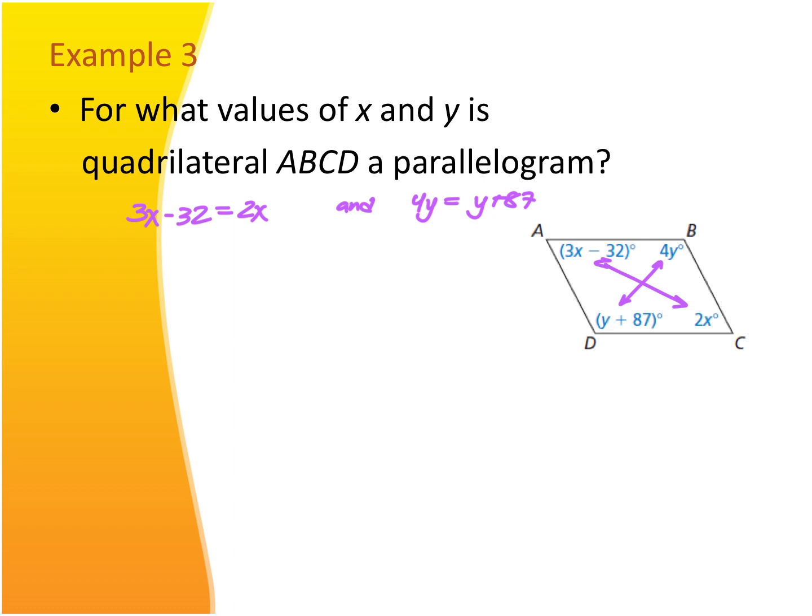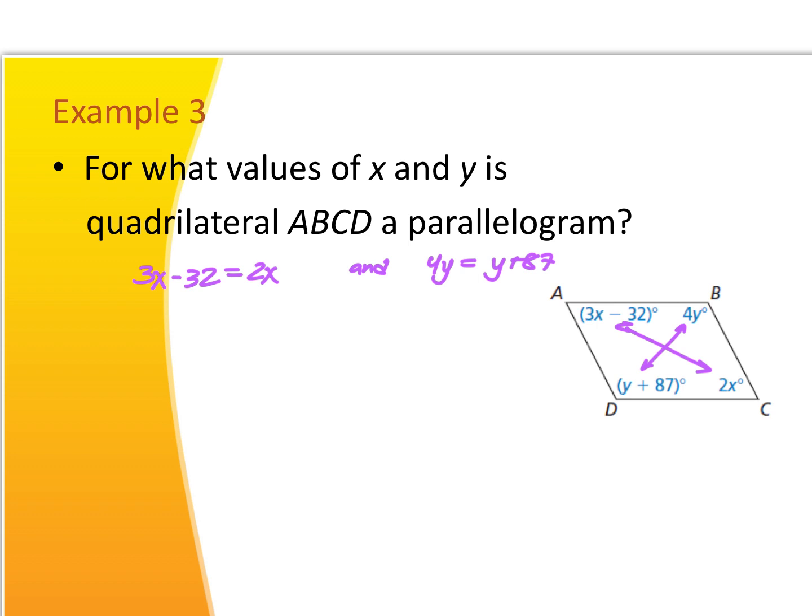Now this one's really easy because notice the equation that I set up for angle A and angle C just has x's in it. And again, remember that for this to happen, angle A has to equal angle C, and angle B has to equal angle D, because both pairs of opposite angles have to be congruent. Remember that converse theorem. So anyway, now I'm just going to do the math.